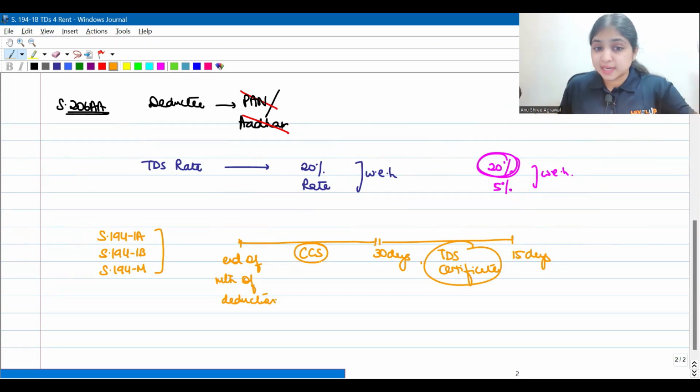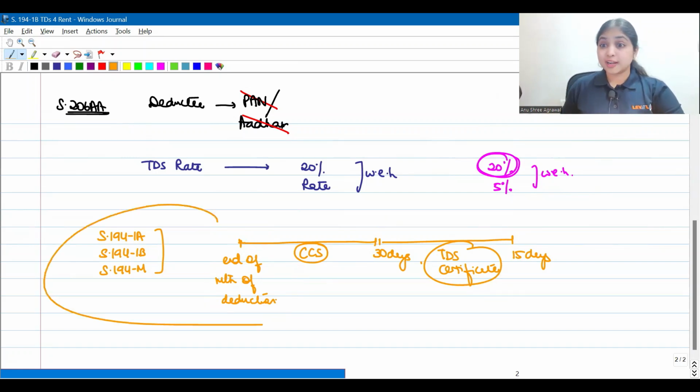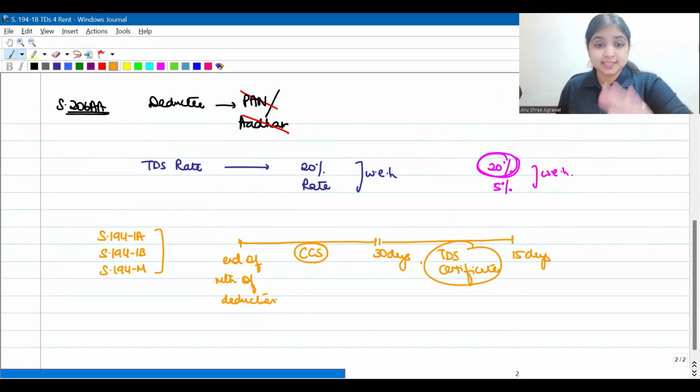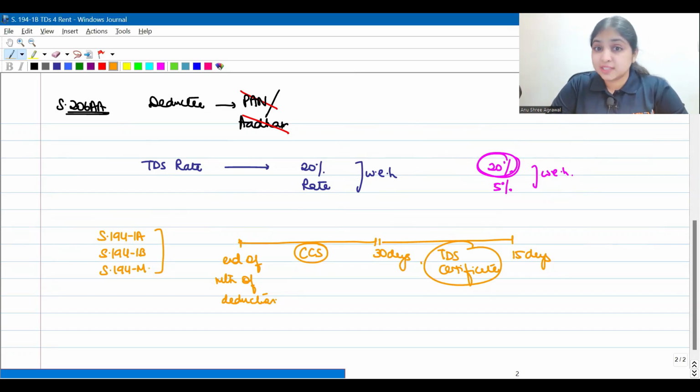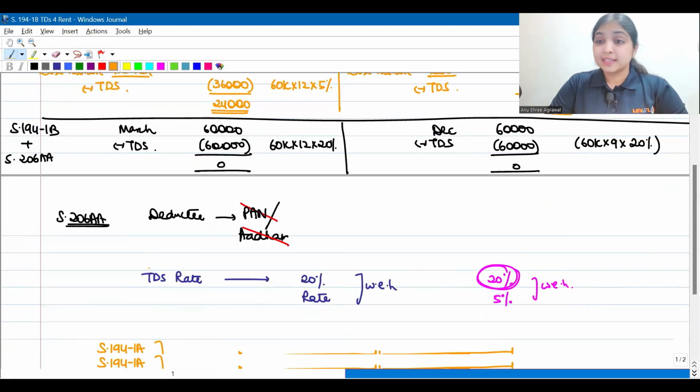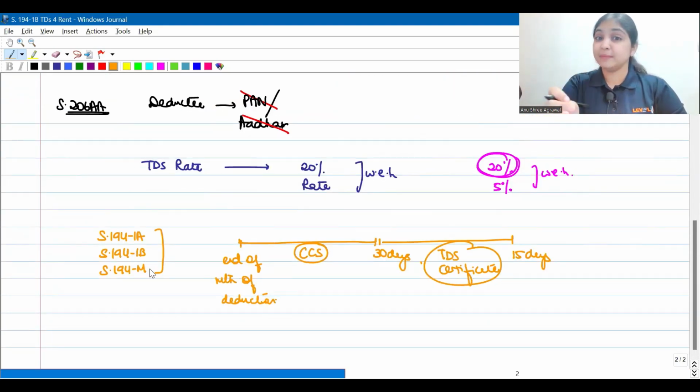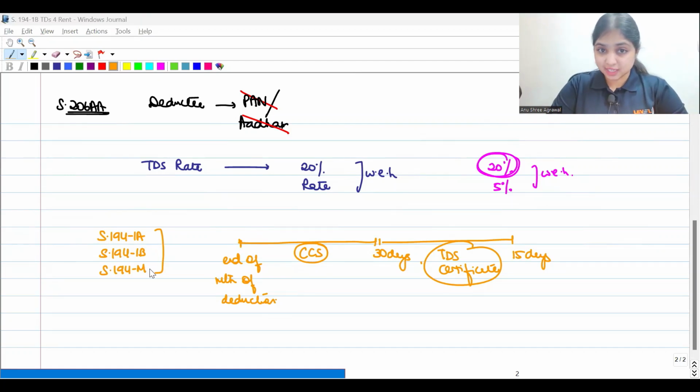The challan cum statement has to be done within 30 days from the end of the month of deduction, and the TDS certificate has to be given within the next 15 days. This you are already well aware of. We have already seen this under 194 IA and 194M as well. Right, guys? So can we close this discussion of 194 IB? This was the first section, but a very important section of this session.